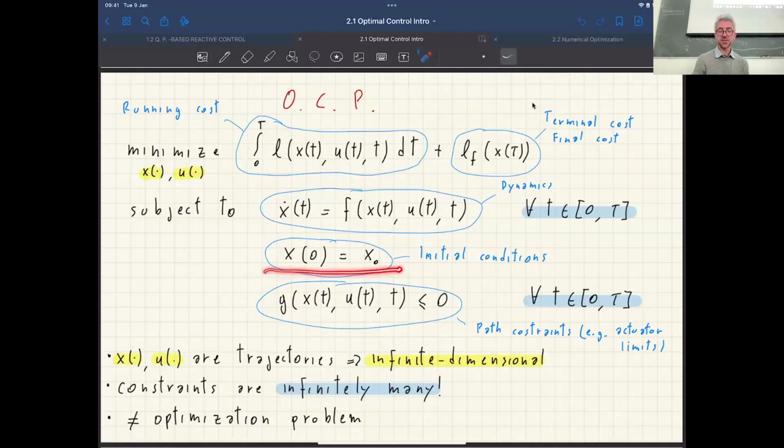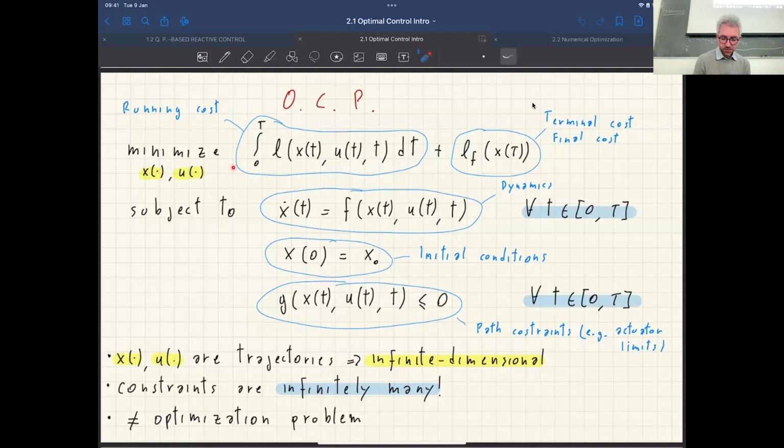You typically have fixed initial conditions, so you know the initial state of your system. It's not mandatory. You could also have problems where the initial state is free, but most of the time the initial state is fixed. And then you have inequality constraints, a very general function g of x, u, t that represents physical limits of your system, such as joint torque limits, joint velocity limits, joint position limits, collision avoidance, and you can add whatever you want on that.